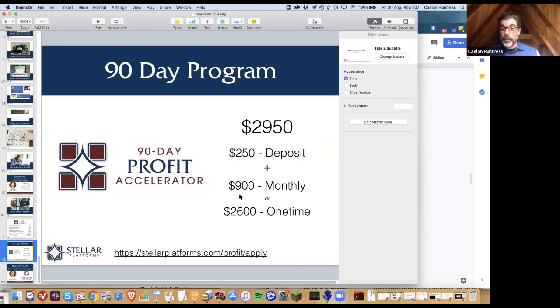Aaron asks, 2,600 today or 2,950 spread out. Great question. This slide goes over the specifics. It's 2,950 total. After applying, there's a $250 deposit to secure your spot, and that reduces the 2,950 down to 2,700. You can either pay the balance with monthly payments on the 15th of September, October, and November. You'd owe $900 on the 15th of each of those 3 months. Or if you pay in full by September 15th, then I knock off $100. That's how the payment structure works.